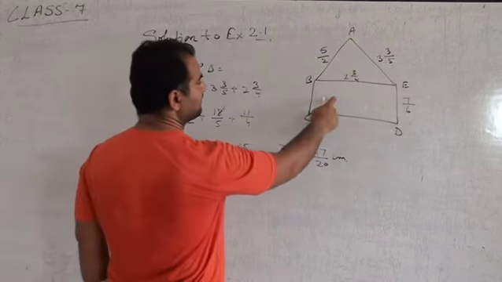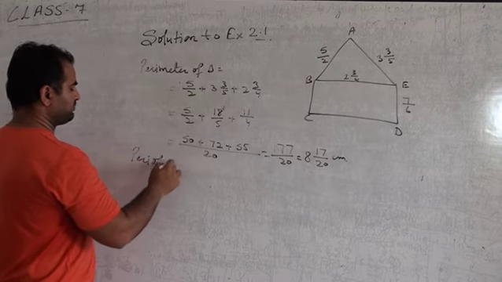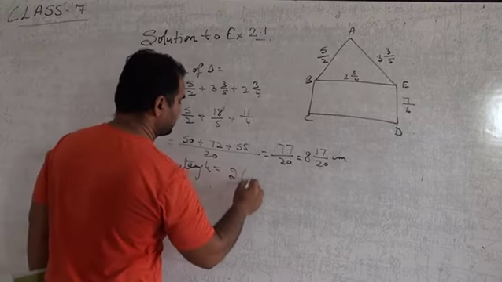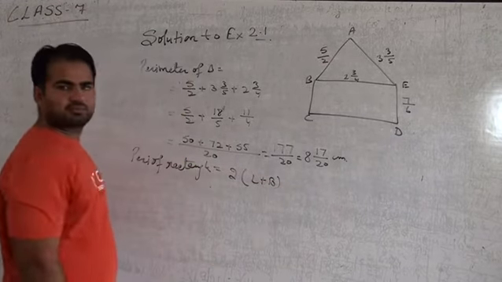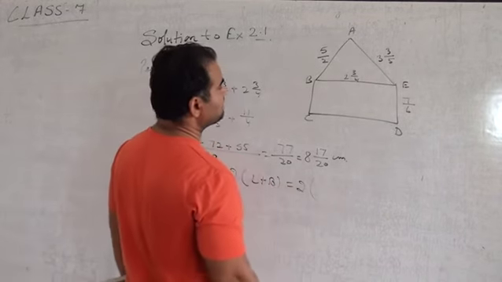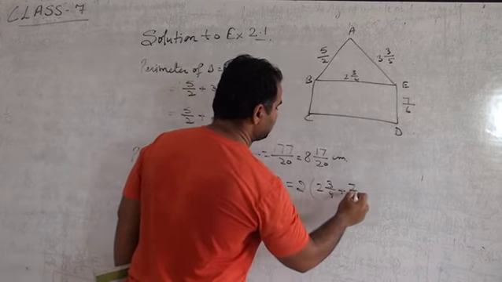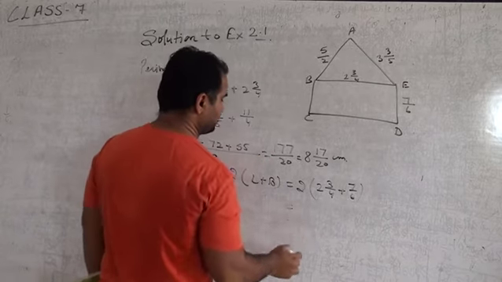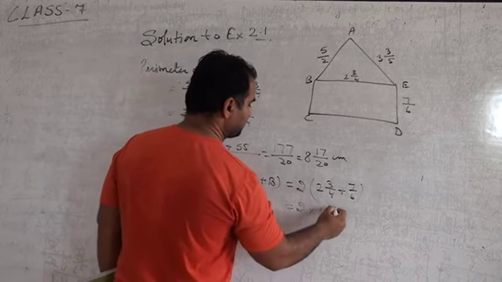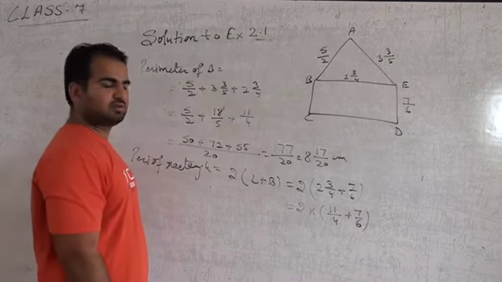Okay, what is the perimeter of this rectangle? Perimeter of rectangle equals 2 bracket L plus B. So what is inside the bracket? Length is 2 3 by 4 and breadth is 7 by 6. 2 3 by 4 plus 7 by 6. Or we can say it will be 2 multiplied by, 4 twos are 8, 8 plus 3 is 11 by 4, plus 7 by 6.